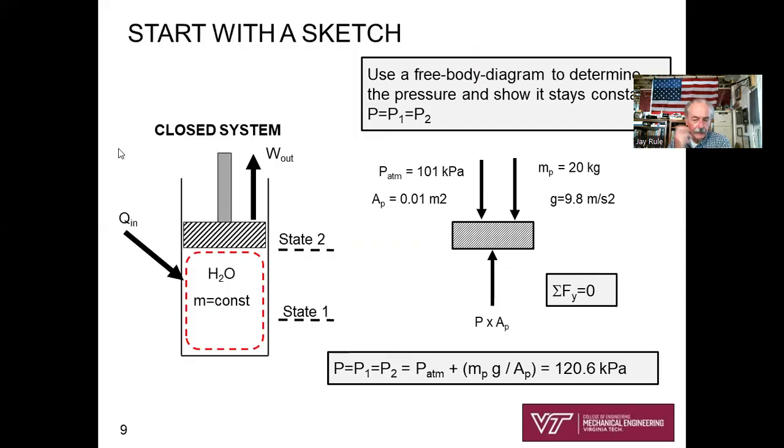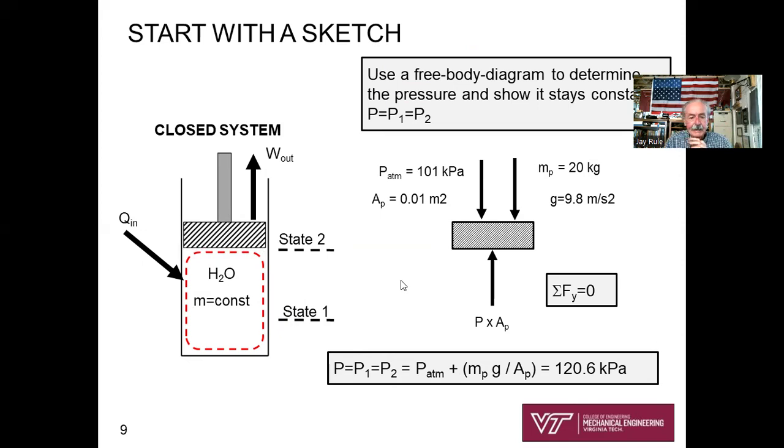Okay, hopefully you've had time to think about the problem. Where am I going to start? Well, let's start with a sketch. Here's our piston and cylinder. I've written down closed system. I'm showing heat in, work out. I'm showing that I've got H2O contained in a piston and cylinder, depicting state 1 and state 2. And so then I start thinking, where do I start?